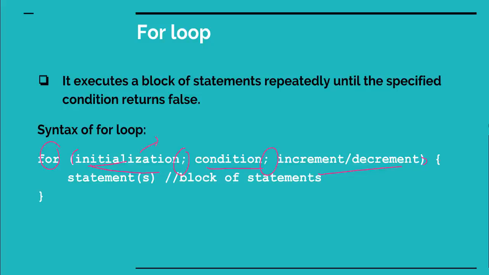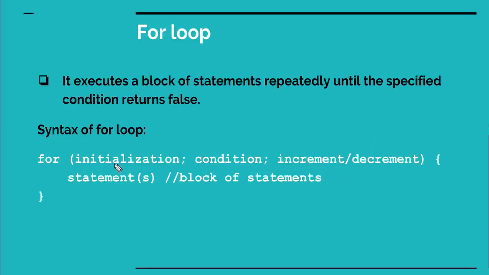What is initialization? Initialization means you are going to initialize a particular variable. Condition means, let's say 4 is less than 5, this is a condition, and you know that this is a true condition. If this condition returns true, then the block of statements will run. Whatever is inside will run, and once it runs, it will increment or decrement as we have written. So this is the syntax.